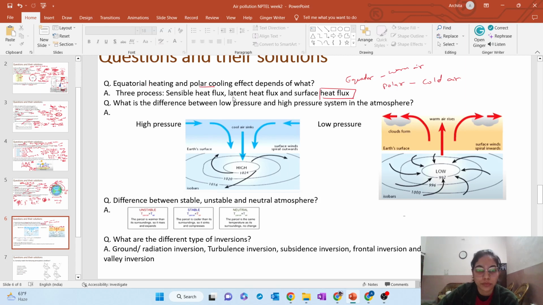So these three different processes are sensible heat flux, latent heat flux, and surface heat flux. Okay, surface heat flux is when the radiation from the sun is warming the ocean. So the aerosol over the ocean, the warm ocean, is carrying the heat with itself, and these ocean currents are the reason for heat flux.